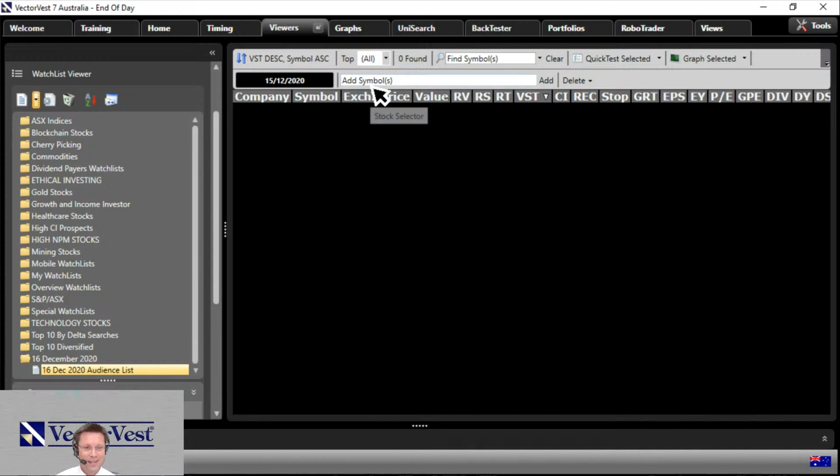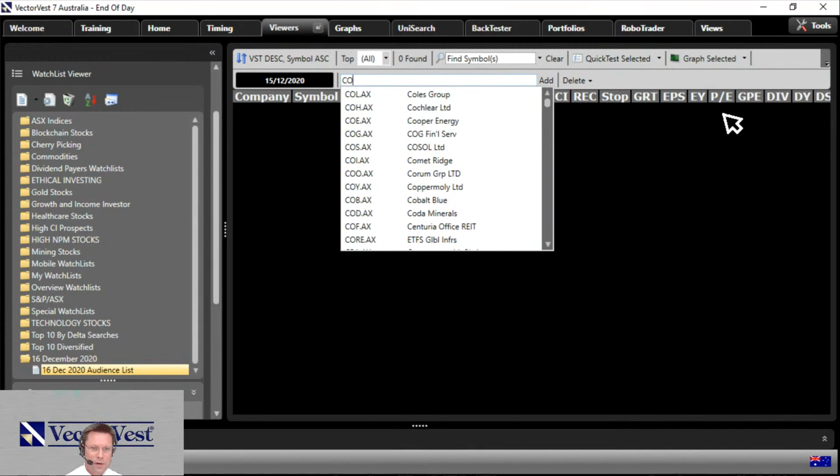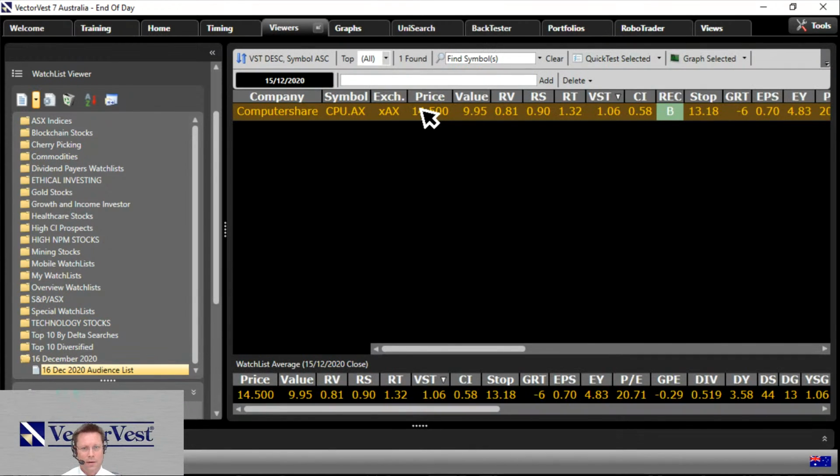So for example, if I didn't know a stock that began with the letters COM in the name, I simply type in COM, and then VectorVest will prompt you: is it Commonwealth Bank, Computershare, etc.? You go, oh hang on, yeah, it's this one here. That's what I was after, Computershare. Oh, there's a ticker code. I can just click on it, bang, and it puts it into the list for me.